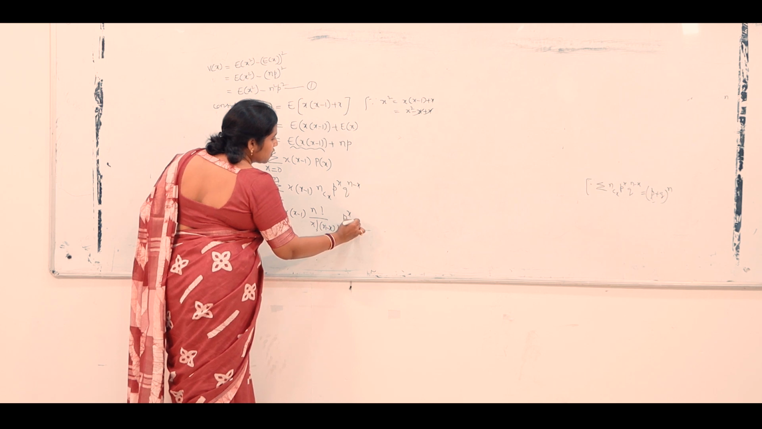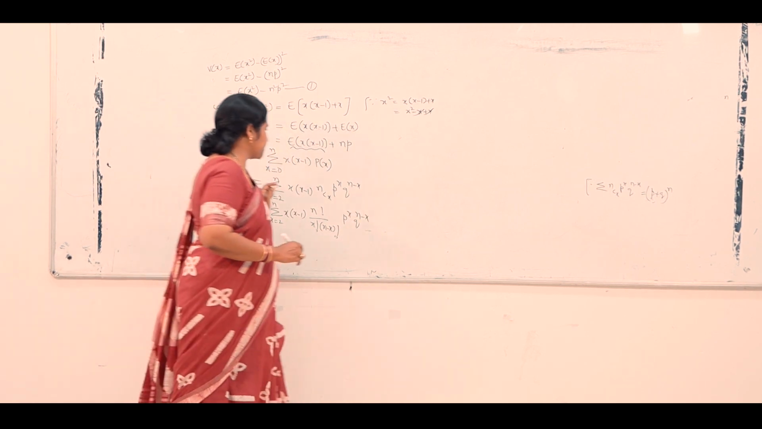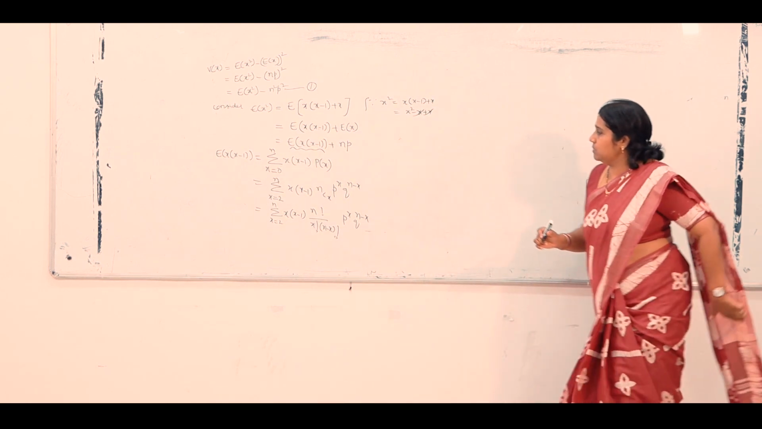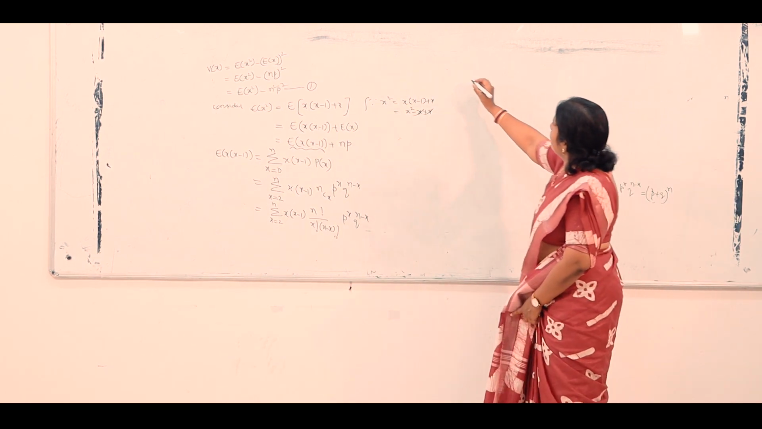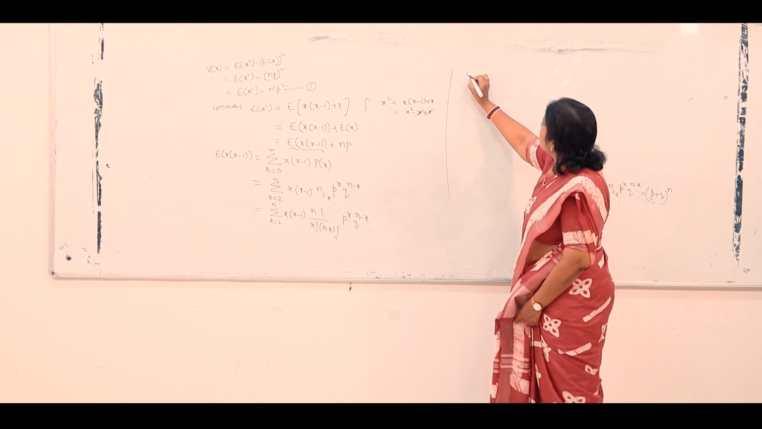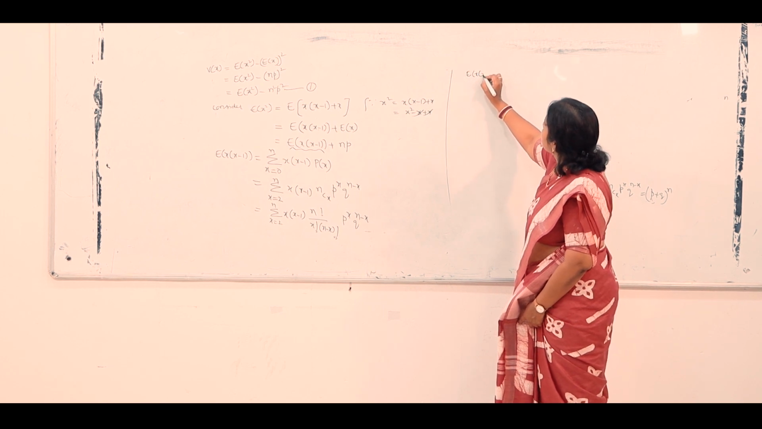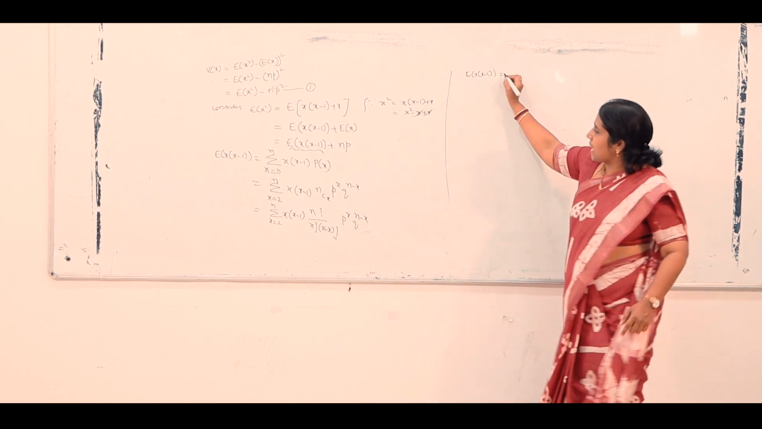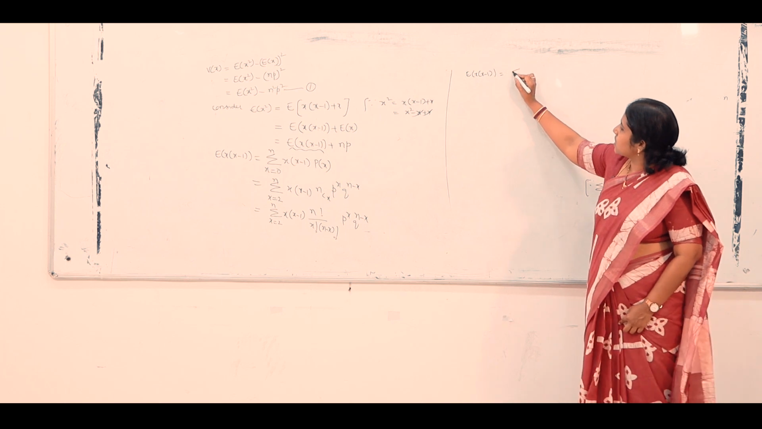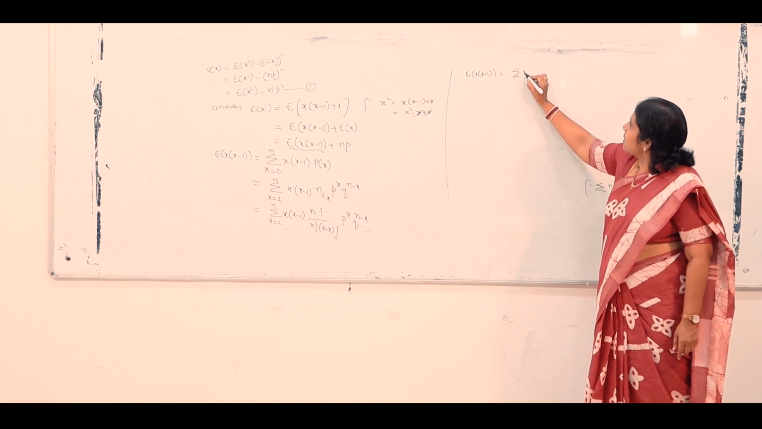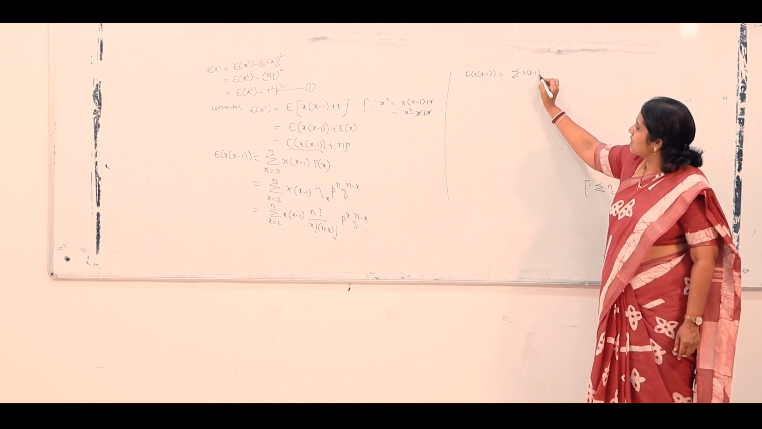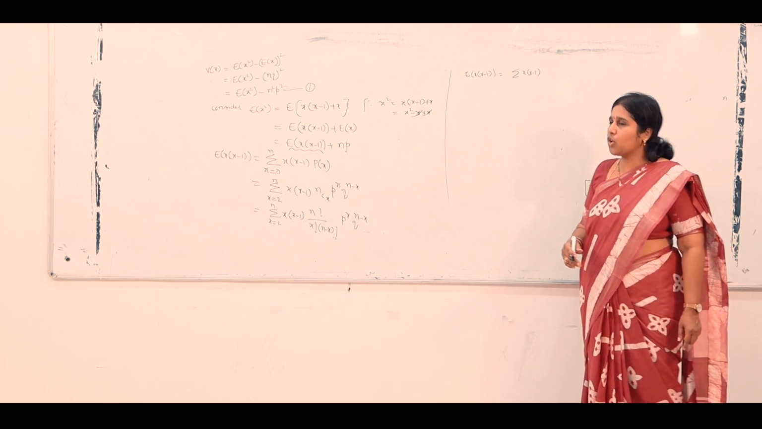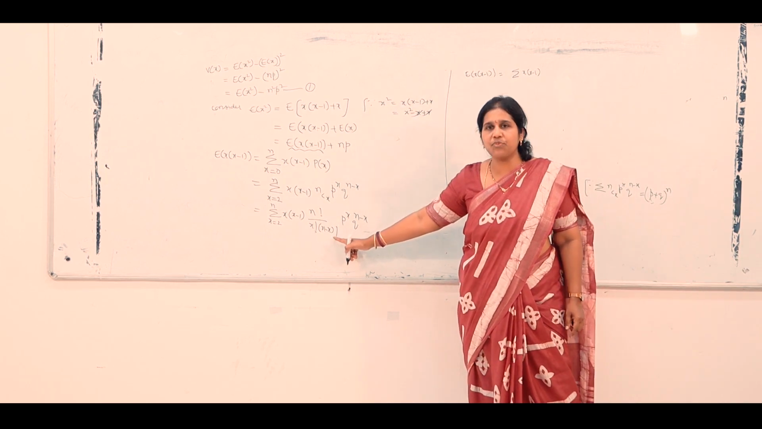The remaining terms will remain as it is. Okay, now here what will happen? Expectation of x into x minus 1, I'll write it as summation x into x minus 1 times n factorial over x factorial into n minus x factorial.